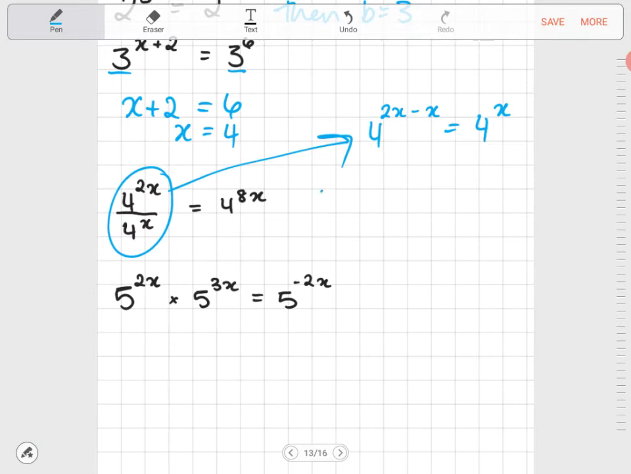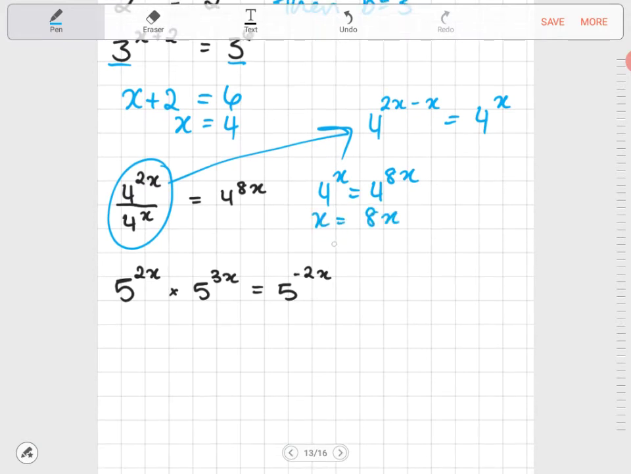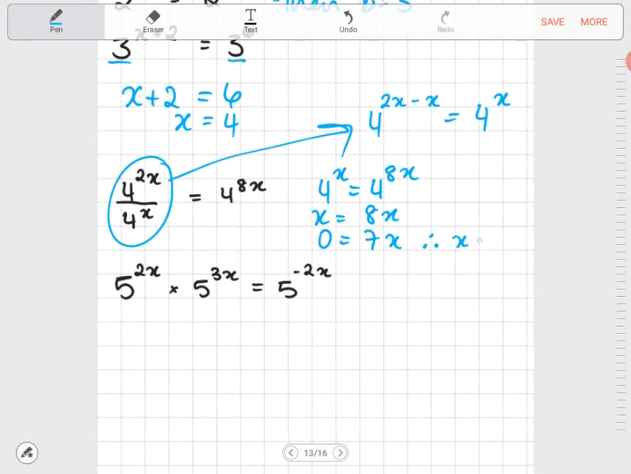So we know that we have 4 to the power of x, and that is going to be equal to 4 to the 8x. So we are going to let x be equal to 8x. So 0 is equal to 7x. So therefore, okay, 3 dots mean therefore, x is equal to 0. Okay? Because 0 divided by 7 is 0.